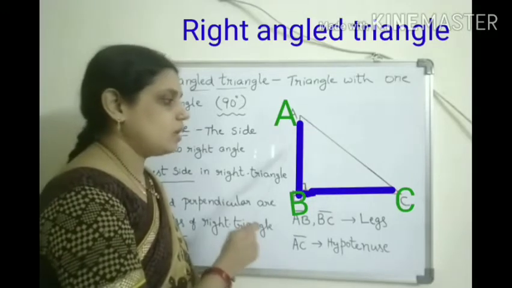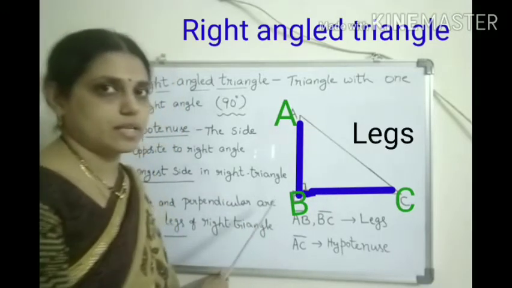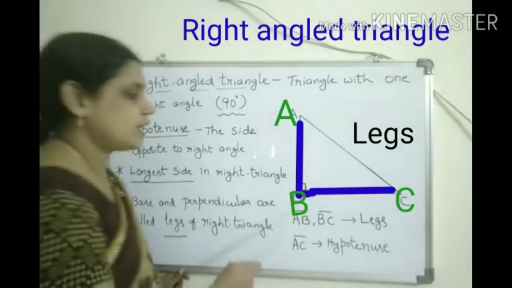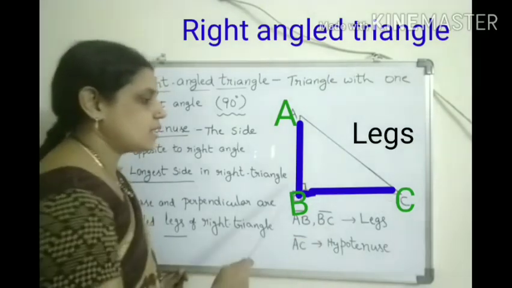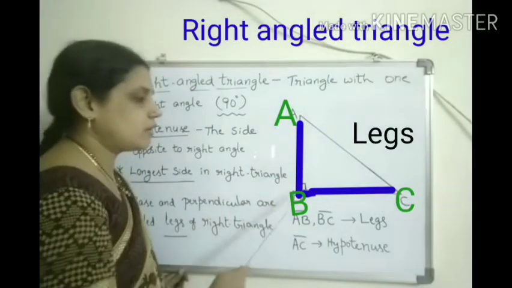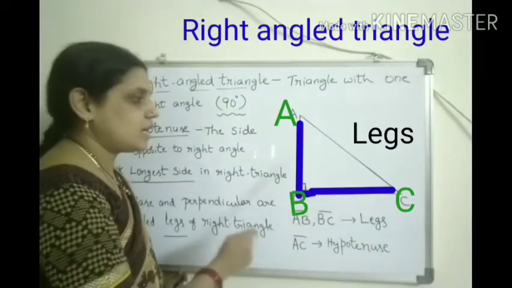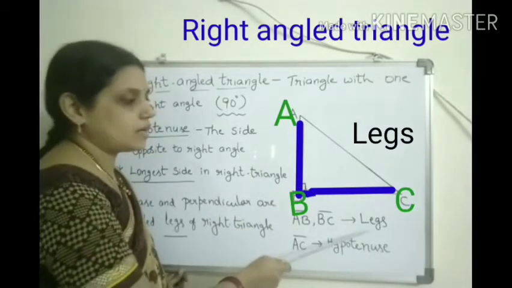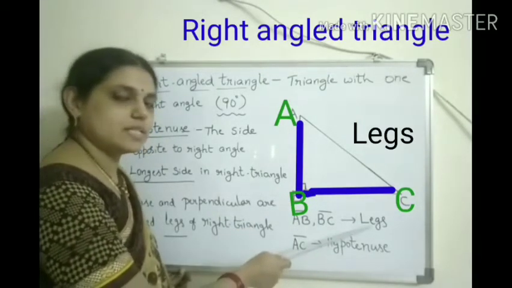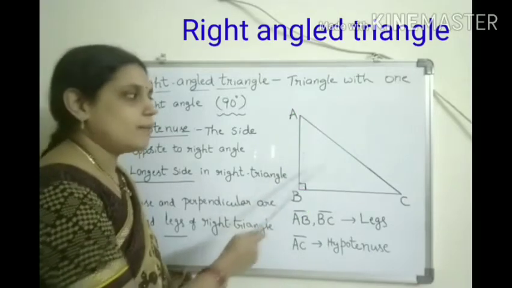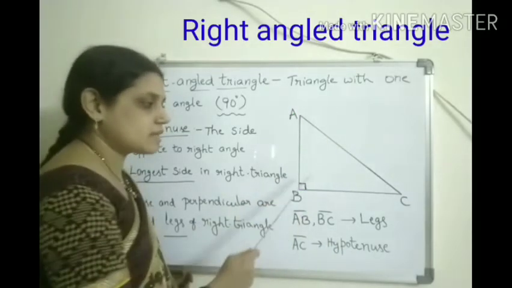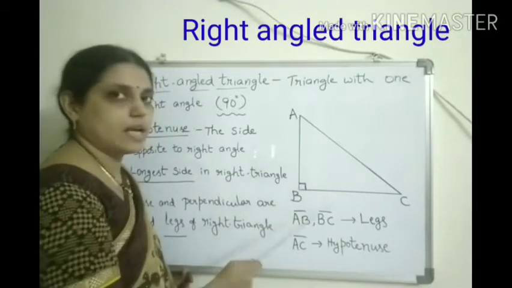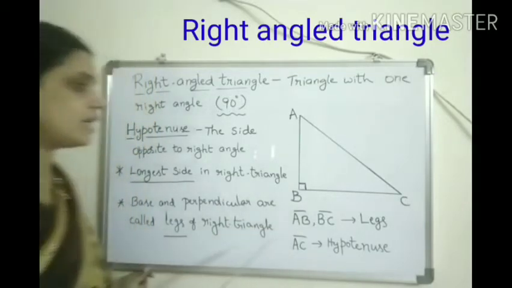These two are called legs of the right triangle. So here actually BC is the base and AB is the perpendicular drawn to the base. So base and the perpendicular both are called legs. Otherwise we can just say two sides also. But hypotenuse means the side opposite to right angle. Other two are the two legs of the right angle triangle.